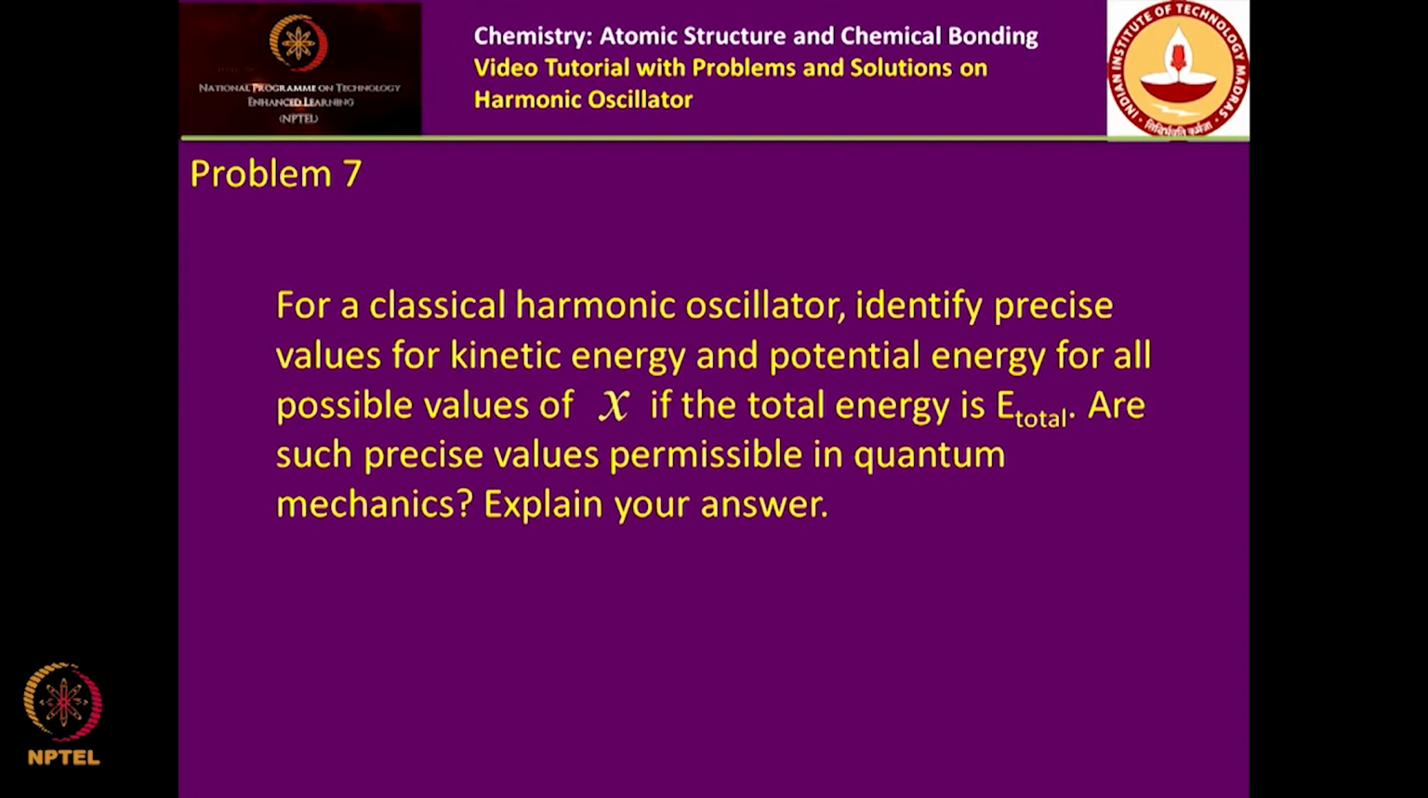is a problem of some concept. For a classical harmonic oscillator, identify precise values for kinetic energy and potential energy for all possible values of x if the total energy is E total. That is a fairly straightforward thing from the parabola that we can calculate. But then the question is, are such precise values permissible in quantum mechanics? Explain your answer. And the answer is of course no, such precise values are not permissible in quantum mechanics. So let us see what these classical values are in the first place.